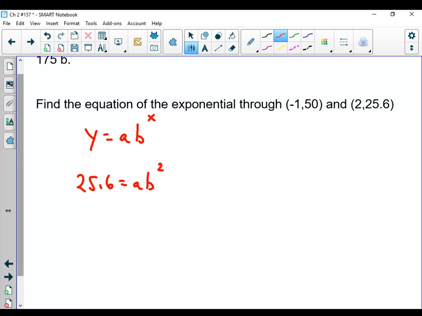And the second situation where y was 50 and x was -1. And we said in order to solve this, we were going to divide those two equations. So when I divide those two equations, first of all, I'd have 0.512. The a's would cancel. What would I have, excuse me, for the exponent on b? Yeah, it's 2 minus the -1. And so now I'm going to do the cube root of that. So when I do the cube root, what would I get?